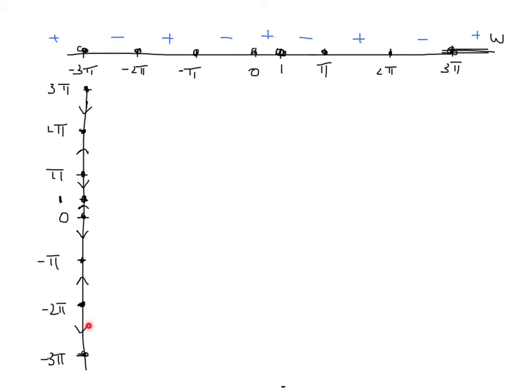And I can identify sources and sinks very easily. This is a source. I'm not going to write it, but this is a source because the arrows are leaving it. Number 1 is a sink. The arrows are both approaching it. Pi is a source. 2 pi is a sink. 3 pi will be a source, and so on.